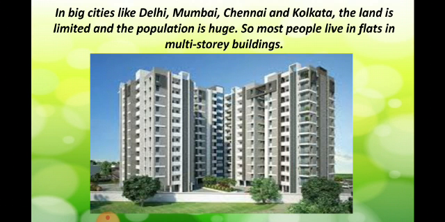In big cities like Delhi, Mumbai, Chennai and Kolkata, the land is limited and the population is huge. Land is limited means land is very less and the population is very high, children. People are more but the place is very less. So most people live in flats in multi-storey buildings. To give shelter to many people, people are constructing apartments up to 14 floors, 18 floors. Then everyone gets the chance to live in a house, right children? Yes or no? If we have independent houses, is it possible for everyone to have a place? No, right? If it is an apartment, everyone will get the chance to live in a house.